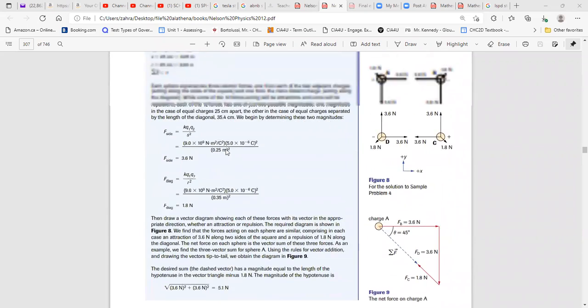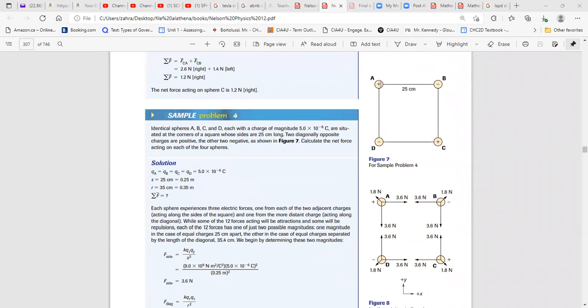See what they did. They did it for A. A experiences 3 forces, one from B, one from D, and one from C. See the direction of these forces. C and A are both positive, so C will repel A. So it's going to be F A C in this direction. B is negative and A is positive, so it will be attracted toward B. So it's going to be F A B. Here is positive, here is negative, so it will be attracted. So it's going to be F A D.